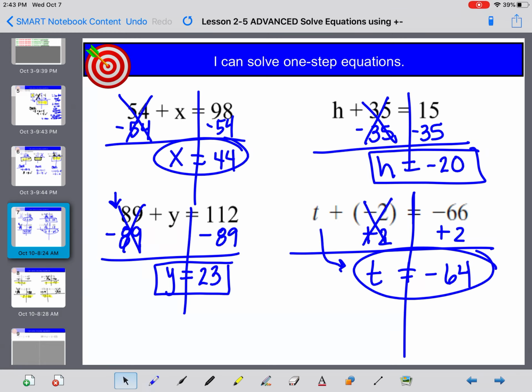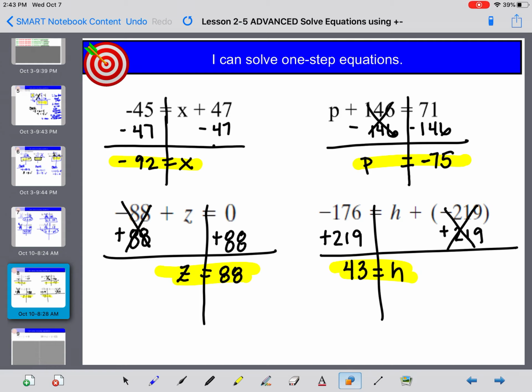All right, pause the video, try the next 4 problems, and then come on back to compare your answers. All right, here are your answers. The first one, I had to work on the right-hand side first. So I subtracted 47 from both sides and got negative 92.